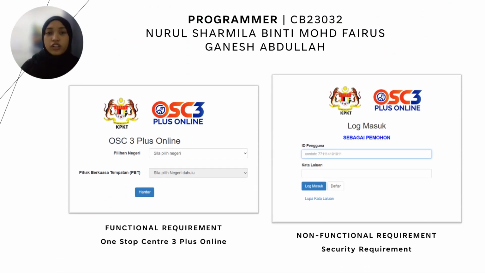For functional requirements, I choose OSC3 Plus Online, where user can choose their state and area they live. This system is used to build plan application, landscape applications, modify application, and permit application. For non-functional requirements, user need to log in by identifying their ID number and password for an authenticate.